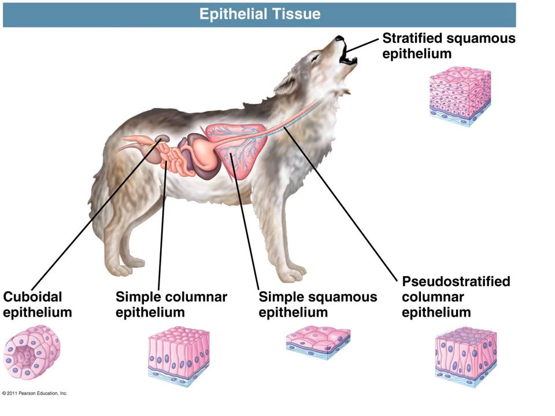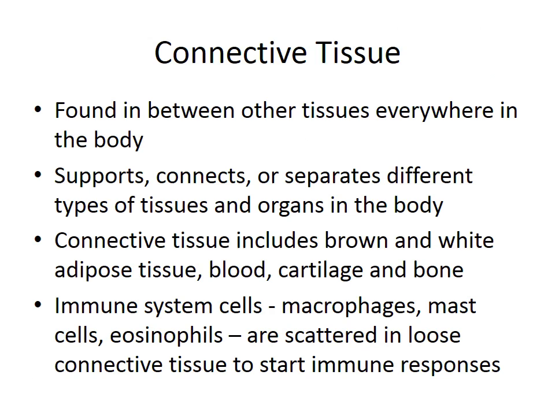So this is where the epithelial tissue can be found in an organism. And these are all those types of epithelium that we just discussed. And as you can see, it depicts where is the cuboidal, the columnar, squamous, and so on in an animal.